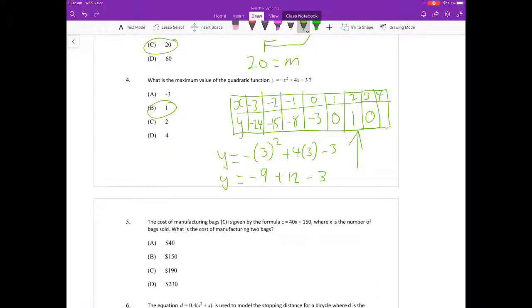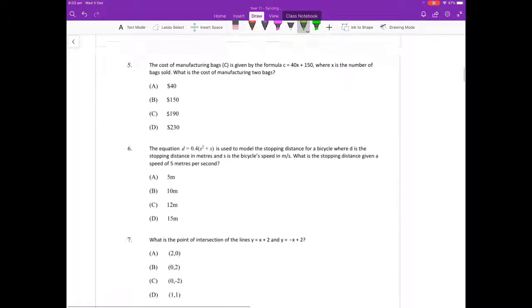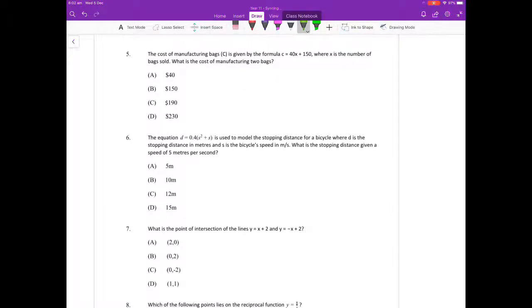Dragging down here, I'm pretty sure most of you went pretty good with this question. Pretty basic formula, C equals 40x plus 50, where x is 2. 2 times 40 is, of course, 80. 80 plus 150 is 230.